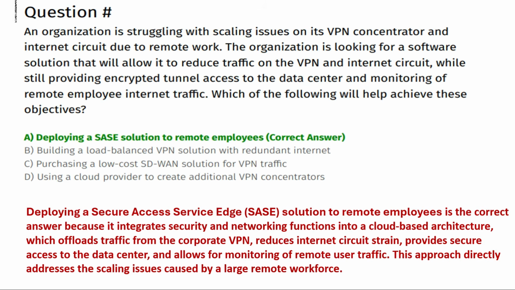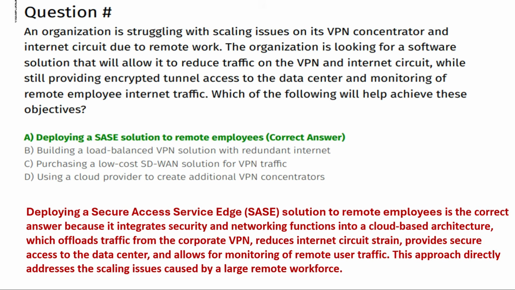Option A, deploying a SASE solution to remote employees. Option B, building a load balanced VPN solution with redundant internet. Option C, purchasing a low-cost SD-WAN solution for VPN traffic. Option D, using a cloud provider to create additional VPN concentrators. And the correct answer for this question is deploying a secure access service edge solution to remote employees. So let's check the explanation for this answer.